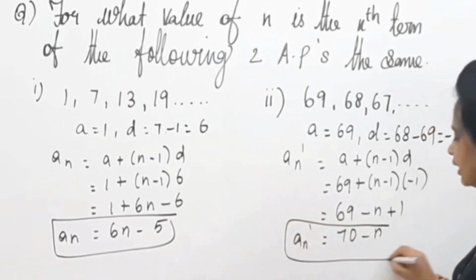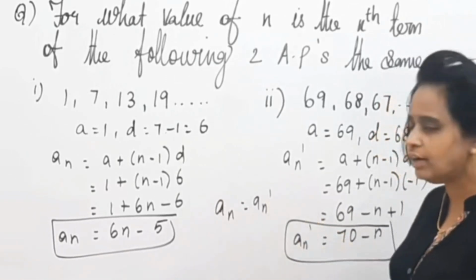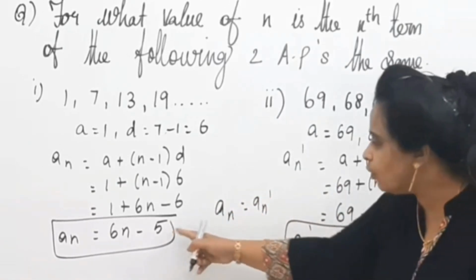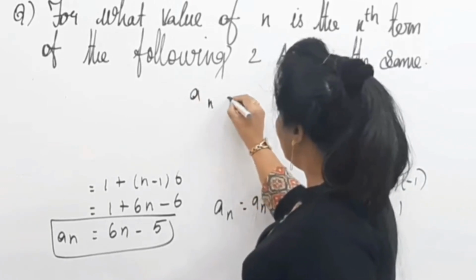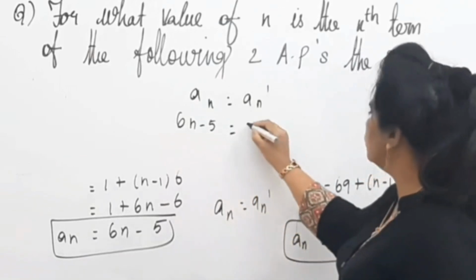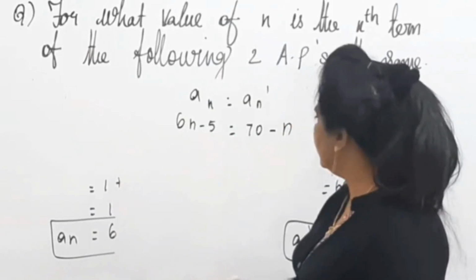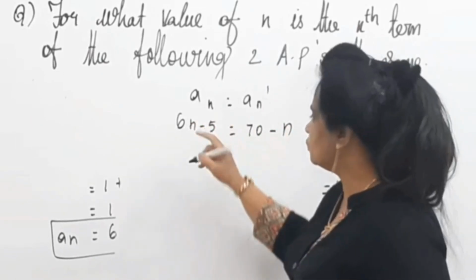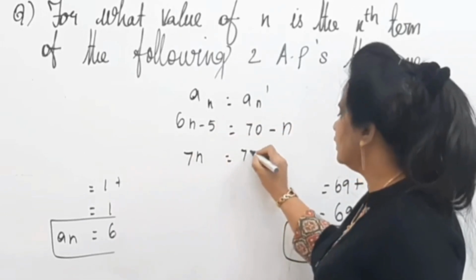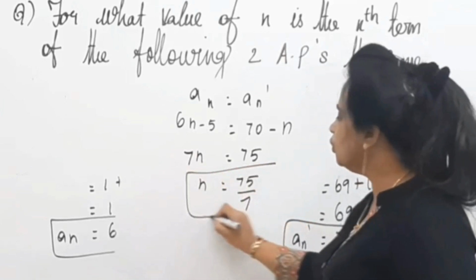Now, by the given condition, an is equal to an dash. For a particular value of n, these two terms are going to be equal. That means an is equal to an dash, which is 6n minus 5 is equal to 70 minus n. So, I would get my equation 6n plus 1n, that is 7n, which is equal to 70 plus 5, that is 75. n is equal to 75 by 7, which is not possible.